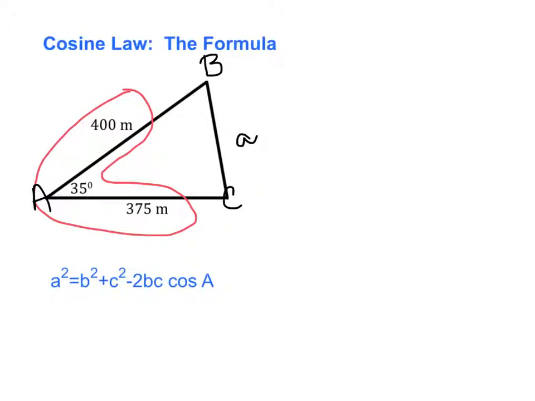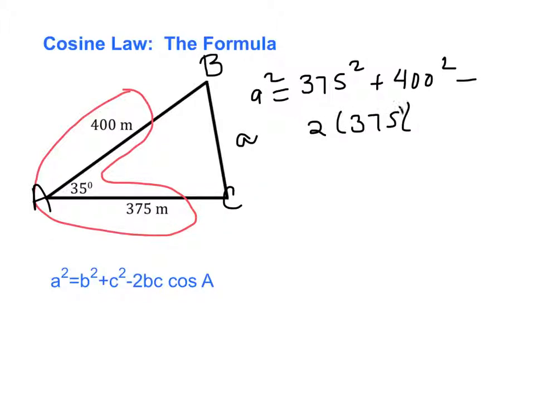All right, let's fill in our formula. Now notice that we have an angle of 35 degrees and our two side lengths are 400. So it's 375 squared plus 400 squared minus 2 times 375 times 400 times the cosine of 35 degrees. I apologize, I can never get it in one line.